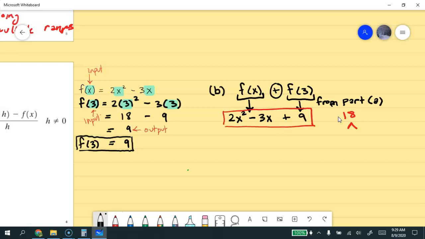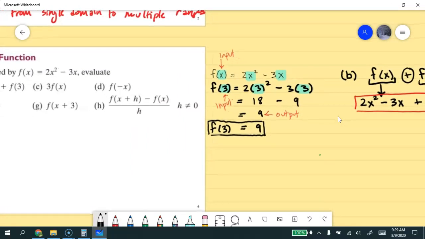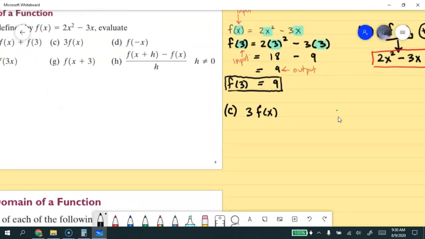All right. Letter C. Letter C says 3f of x. Part of the reason why we go through all these is so you're familiar with all these notations that you're going to see in this course. So 3f of x. What exactly does that mean?